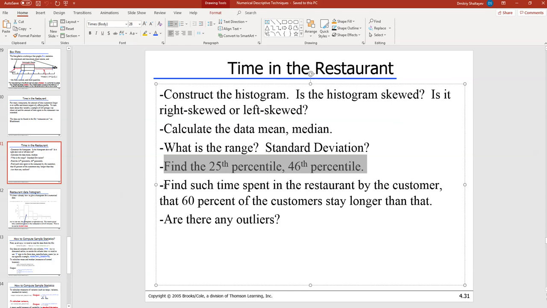Now that one might be tricky, a little bit. So let's see. Find such time spent in the restaurant by the customer that 60% of customers stay longer than that. Well, here is my line of thinking. If 60% of customers stay longer than this t that we're looking for, that means that 40% of the customers stay shorter than that time, okay? So 40% of my data should be below that t that I'm looking for. And therefore, by definition, what I'm looking for is really the 40th percentile, right?